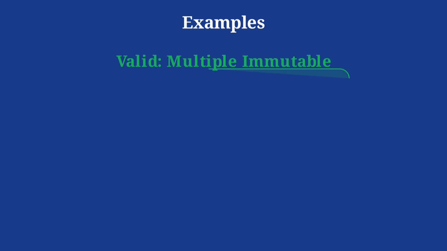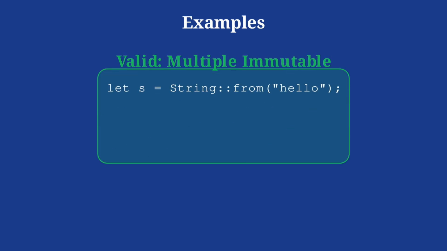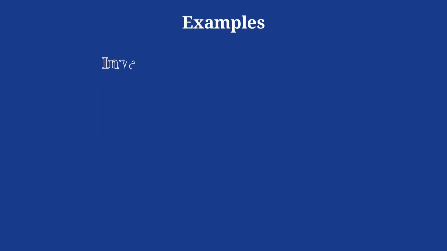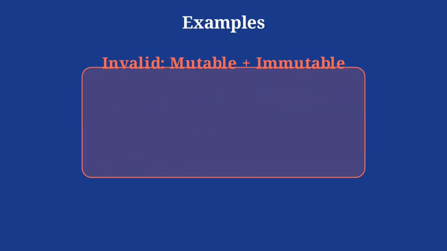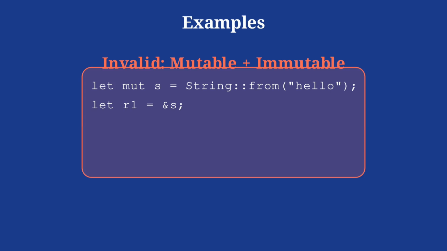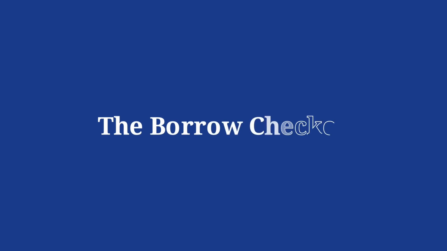Let's see this rule in action. Here's a valid example. We create a string, then create two immutable references to it. Both are fine. Both can coexist. They're just readers. Nobody's trying to change anything. Now, here's an invalid example. We create a mutable string, then create an immutable reference to it. So far, so good. But then we try to create a mutable reference while the immutable reference still exists. Error. The compiler rejects this code. You can't mix immutable and mutable borrows. It's either many readers or one writer, not both.